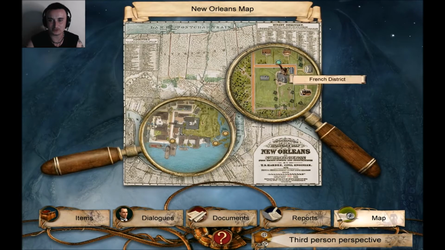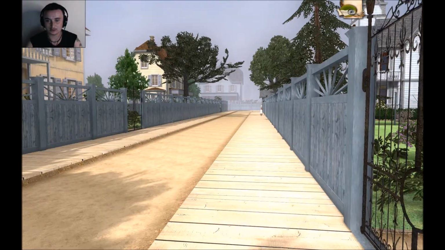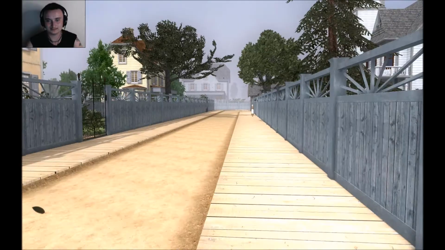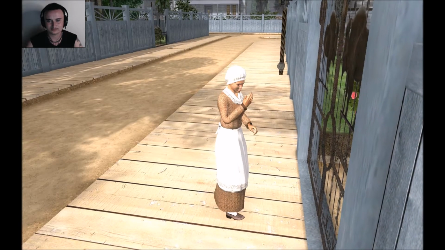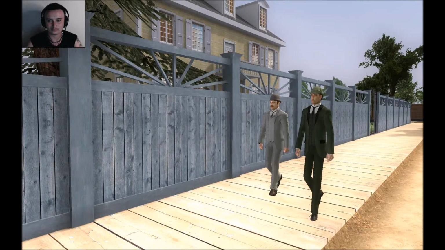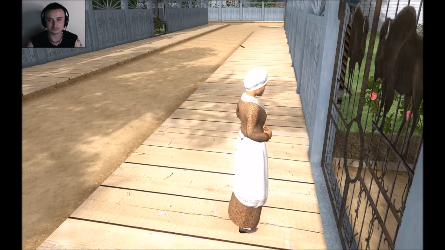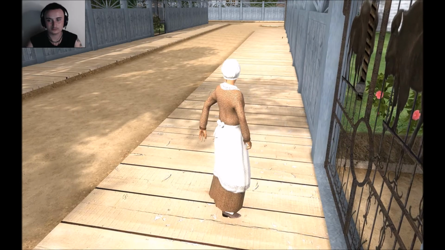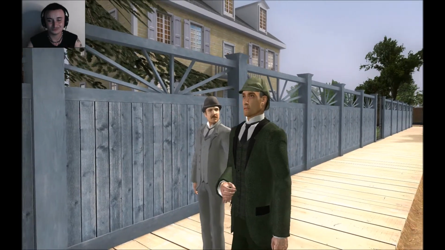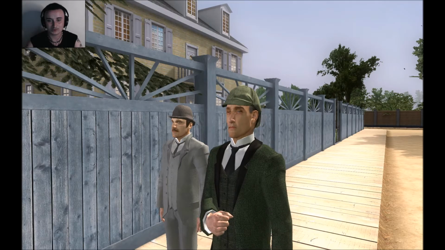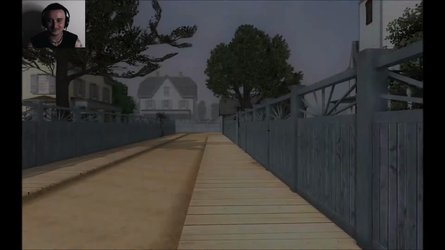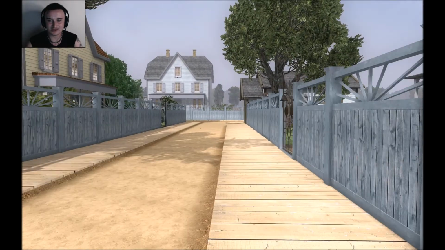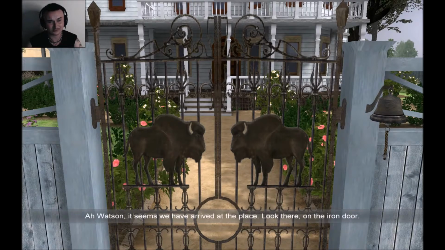Alright, well, to the wealthy district. The French district. Ooh, it is fancy. Not sure if that was janky animations or if she's intentionally looking.